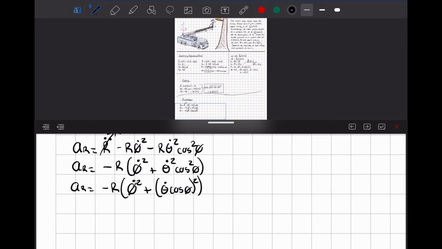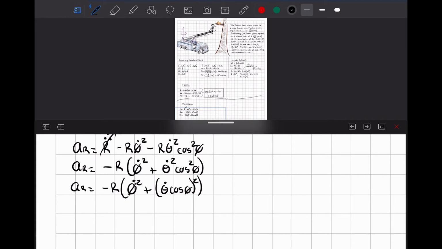Right? And then, we were given phi dot, we're given theta dot, and we were given phi. And we calculated r as being 13 meters. So if we just plug in those values, we'll see that AR is negative 0.406 meters per second squared.